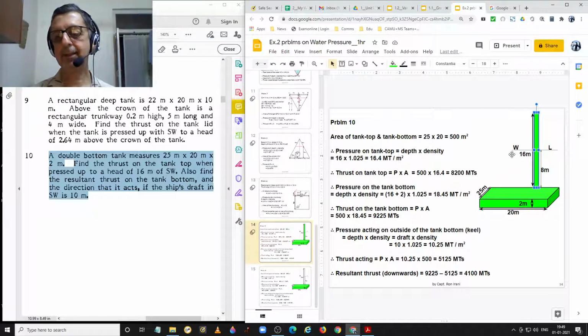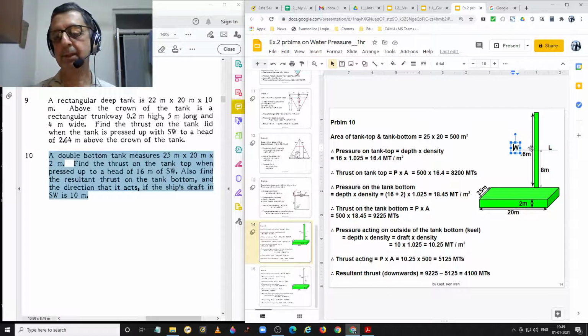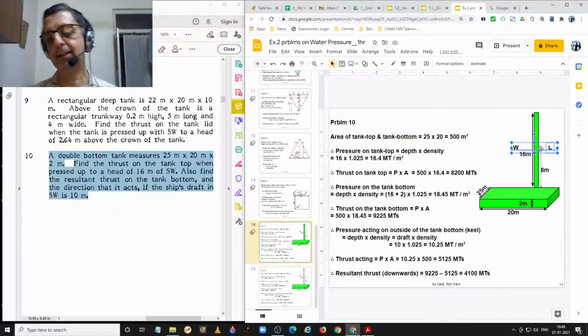Another data that is given to us is that the ship is floating at a draft of 10 meters in salt water. That means this is your water line at a draft of 10 meters, and since the height of the double bottom tank is 2 meters, above the double bottom tank your water line is 8 meters. Above the top of the double bottom tank, the height of the sea outside is 8 meters.